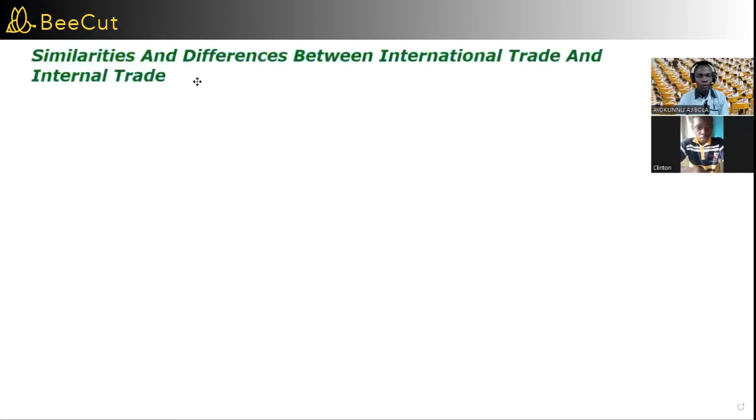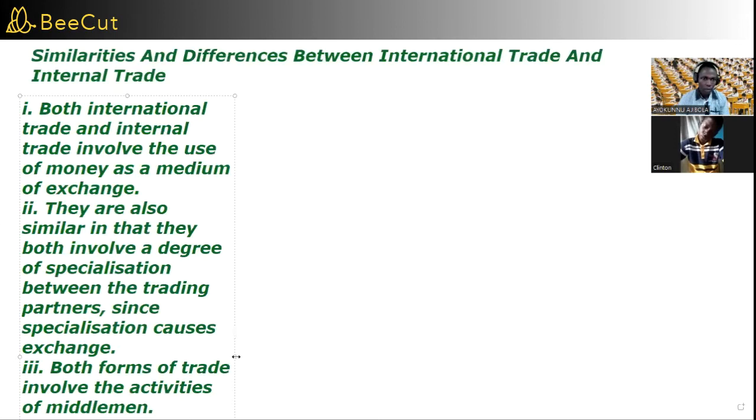Okay. So, similarities and differences. The first one we'll be looking at is the similarities, and we have about 5 similarities between international trade and internal trade. So, talking about the similarities.